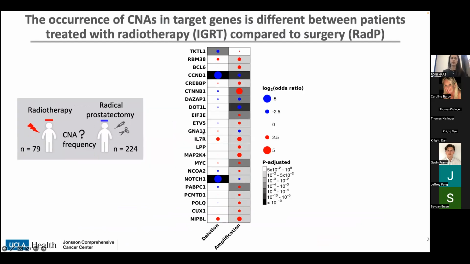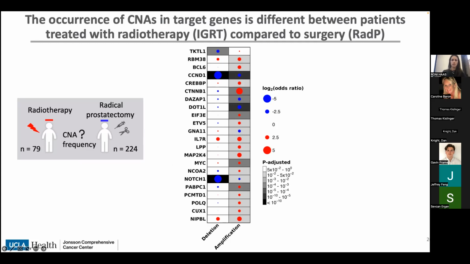And the first thing that we did was to take the list of these top targets that included, for example, driver genes that were affected at the RNA level, protein, or both. And we tested if these patients have gain mutation in these target genes. And then we tested if there is a difference in the frequency of this mutation between patients that were treated with radiotherapy compared to surgery.